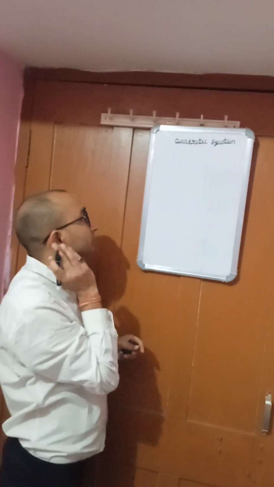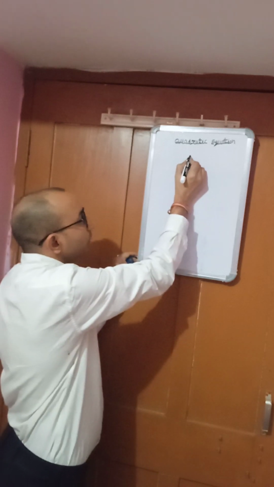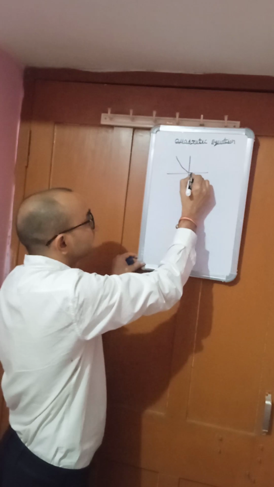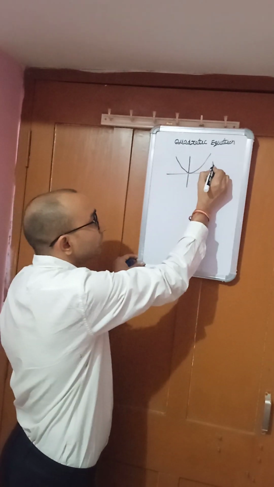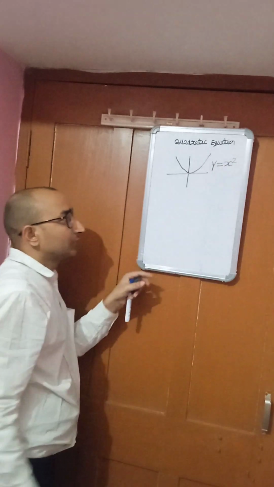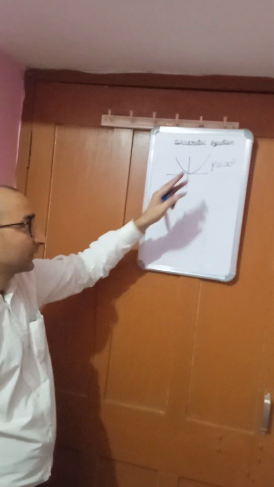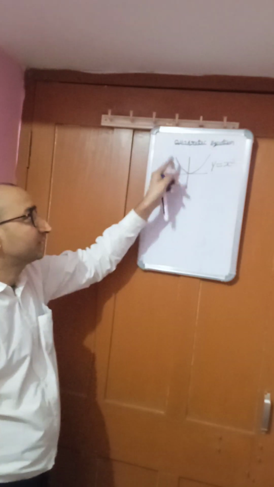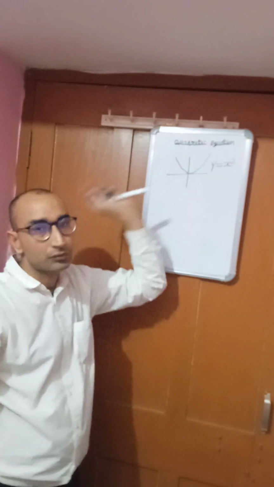Okay, the parabola of x square can be drawn in this way. This is the parabola of y equals to x square. If we take the value of x, we get the value of y, and if we plot on the graph paper, then such types of parabola will be drawn.